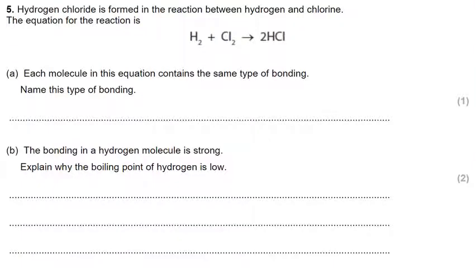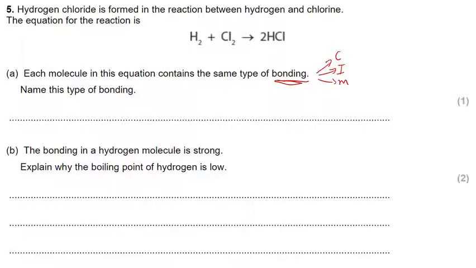Okay, question 5. Hydrogen chloride is formed in the reaction between hydrogen and chlorine. The equation for the reaction is below. Each molecule in this equation contains the same type of bonding. Name this type of bonding. If we're looking at types of bonding, we're only looking at 3 different types, because that's the extent of what you've learned: covalent or ionic, or, if you're a single award student, metallic as well.